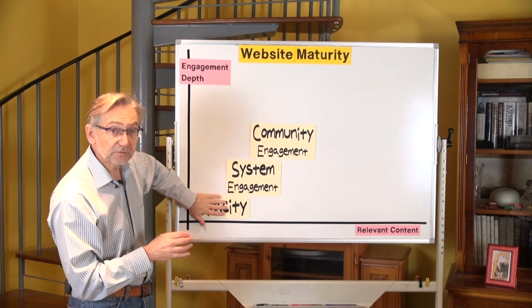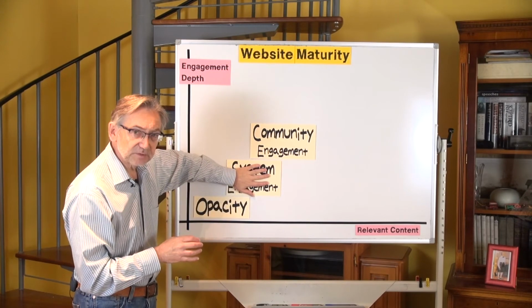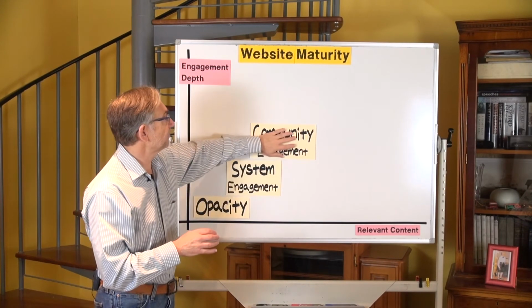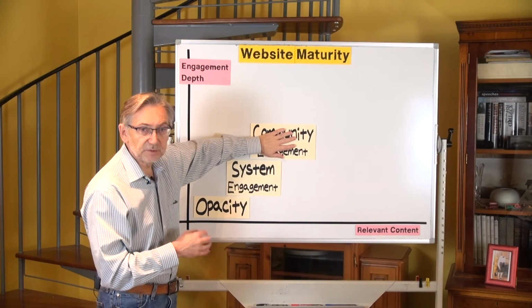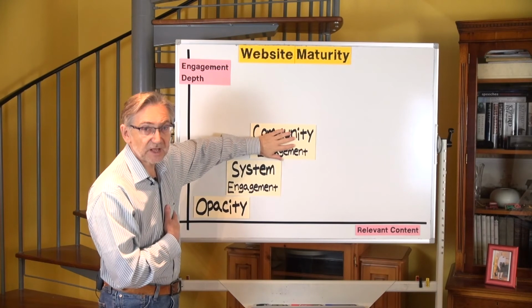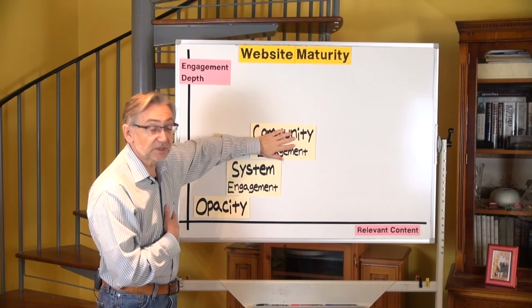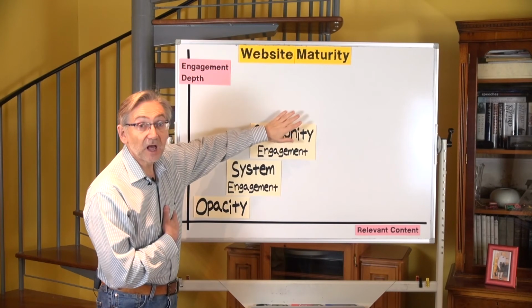You can see we started from opacity, really not making any impact at all. We're engaging people with system engagement. Now we're getting ourselves out there in the community as a human being, engaging with other human beings and helping them solve their problems. So what's coming next? Market alignment.